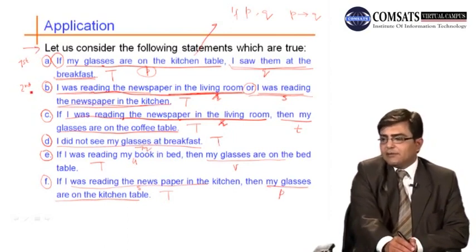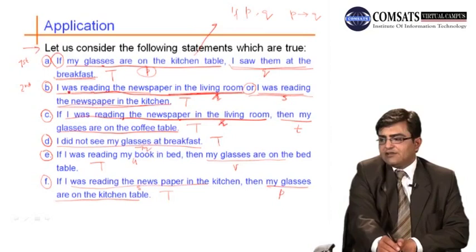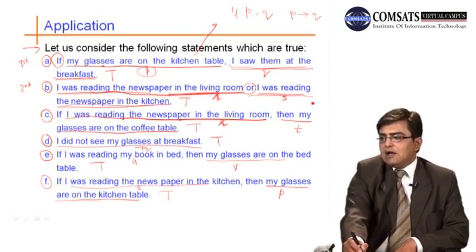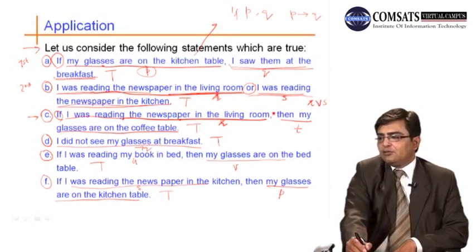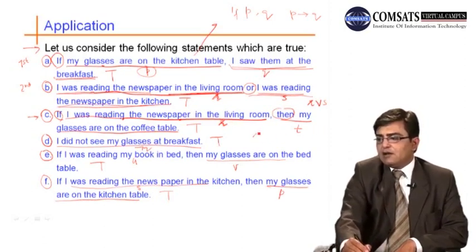The second premise is: I was reading the newspaper in the living room or I was reading the newspaper in the kitchen. So here we can write R or S. There is a disjunctive operator between R and S. So in the third premise we have if, so this is also a conditional statement. If I was reading the newspaper in the living room, then my glasses are on the coffee table. We suppose R and T, so this is basically R implies T.